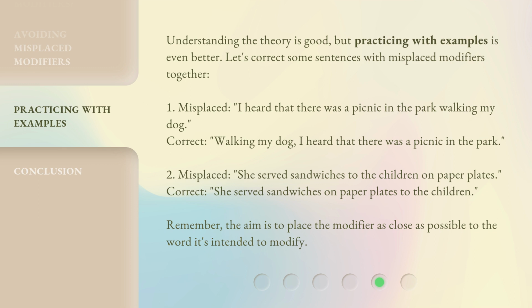2. Misplaced: She served sandwiches to the children on paper plates. Correct: She served sandwiches on paper plates to the children. Remember, the aim is to place the modifier as close as possible to the word it's intended to modify.